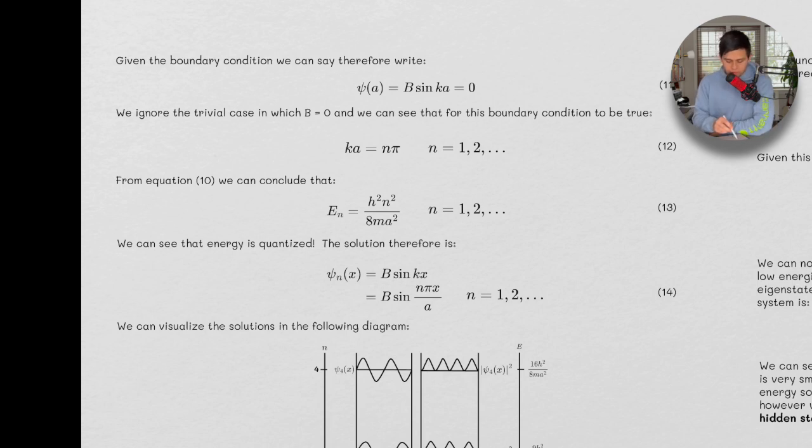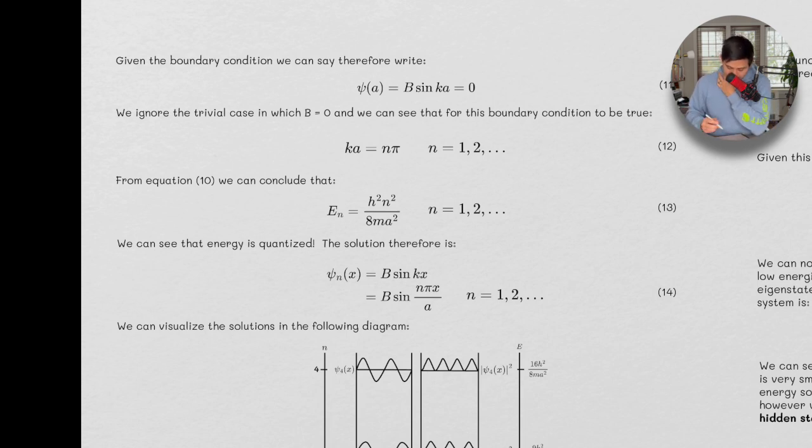We're going to ignore the trivial case where B equals 0, and we can see that for these boundary conditions, we need Ka to be equal to some multiple of pi, because sine of n pi is going to give us 0. So Ka has to equal n pi, where n goes from 1 to 3. And this is the quantum part, right? Because now we're seeing that there are only particular solutions where n is equal to 1, 2, 3, 4. It's not a continuum, it's quantum. Okay?